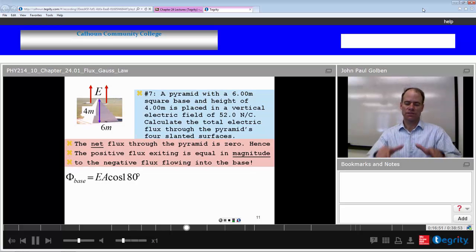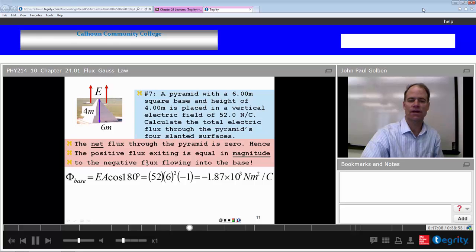The flux going into that flat base is just the E field times the area of the base, times cosine of 180 degrees, because the area vector is pointing down, normal to the outside surface, while the E field is going up. So we have a negative. The field is 52 newtons per coulomb, the area of that base is 6 meters squared, and cosine of 180 is negative 1. So we have negative 1.87 times 10 to the 3 Newton meter squared per coulomb.